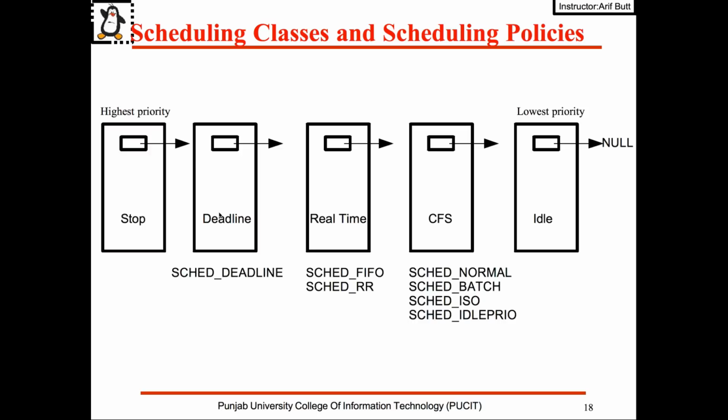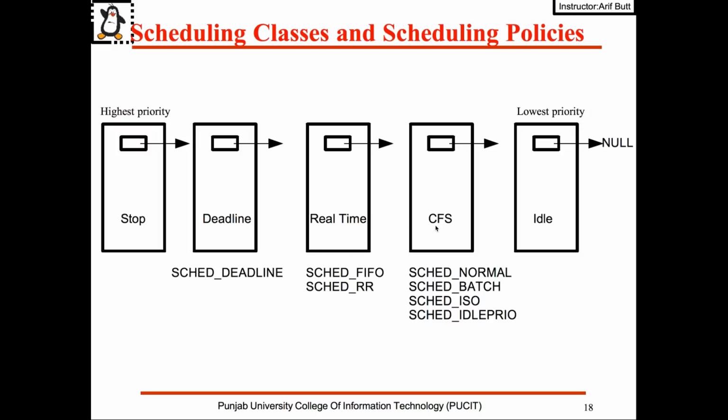The second is the deadline class. This class was introduced in Linux kernel version 3.14. The scheduling policy used in this class is SCHED_DEADLINE and is used for periodic real-time tasks. The third class is the real-time class and is used for the POSIX real-time tasks like IRQ threads with priority values in the range of 0 to 99. Well, the scheduling policies used for this class are SCHED_FIFO and SCHED_RR.